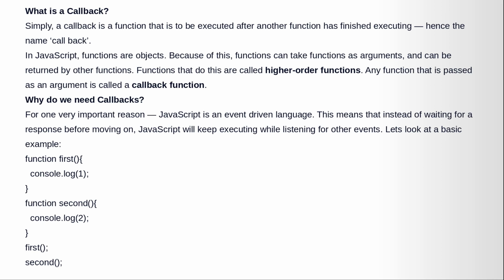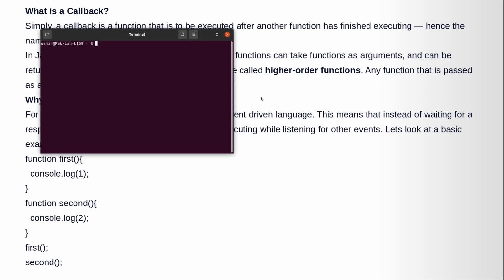We have a function first which console.logs 1, then we have a function second which console.logs 2, and then we are going to call the first function and the second function. Let's see this in action. Let's go to the console.